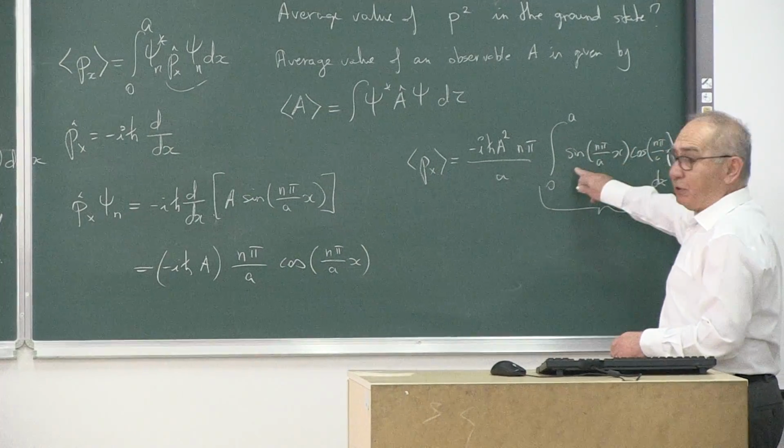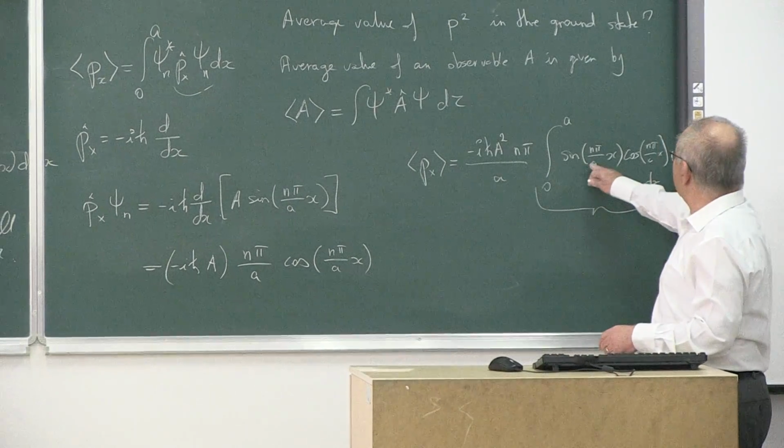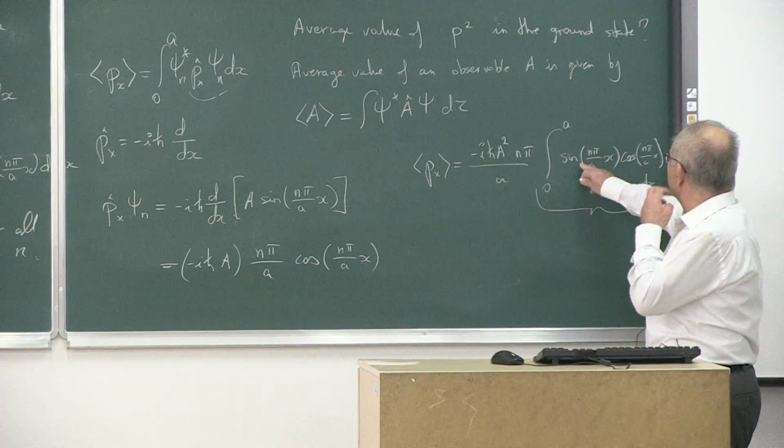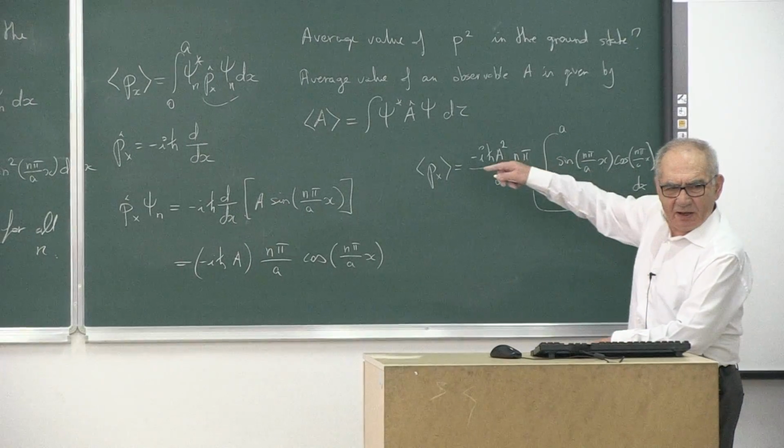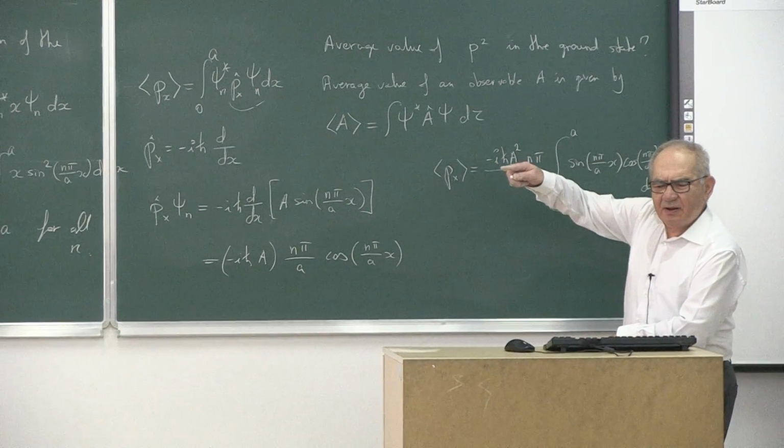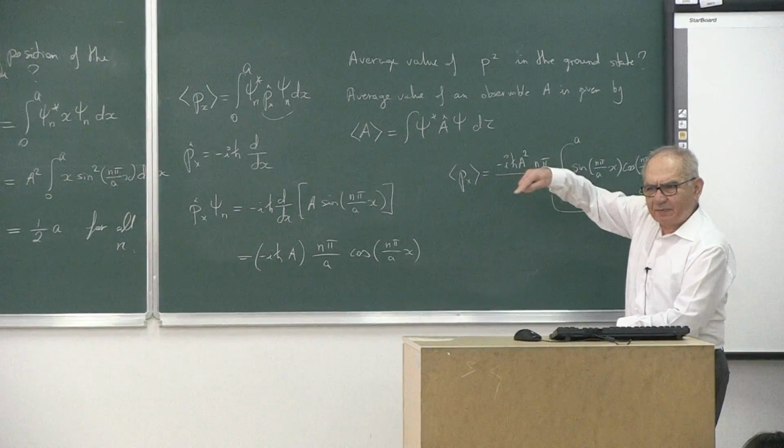For any n, when you do this integral, in fact, this is a simple integral, isn't it? Sine times cosine. Its indefinite integral is sine square divided by 2.